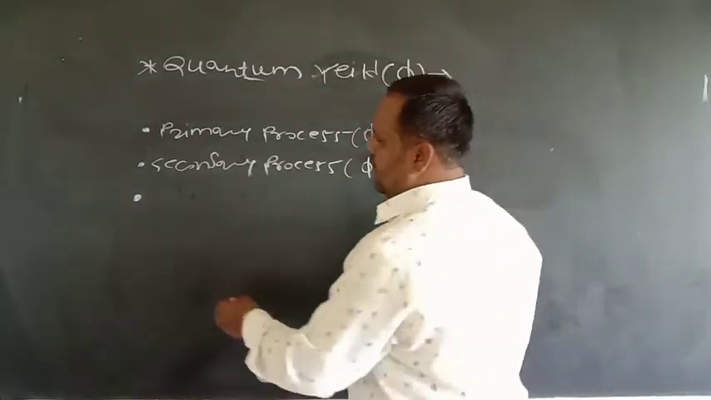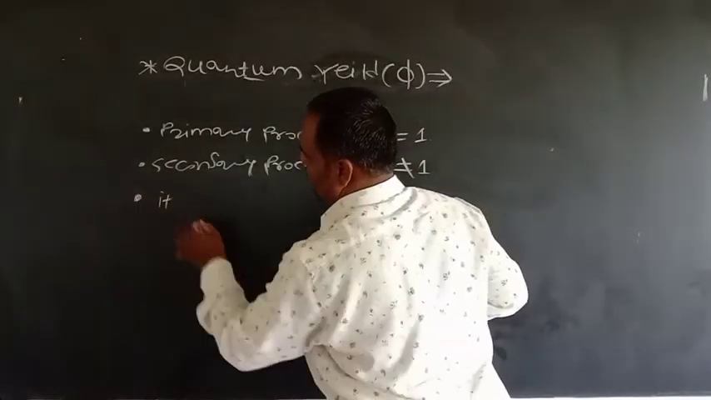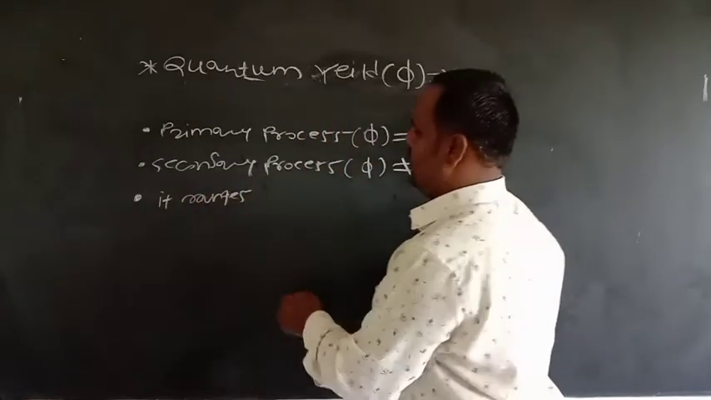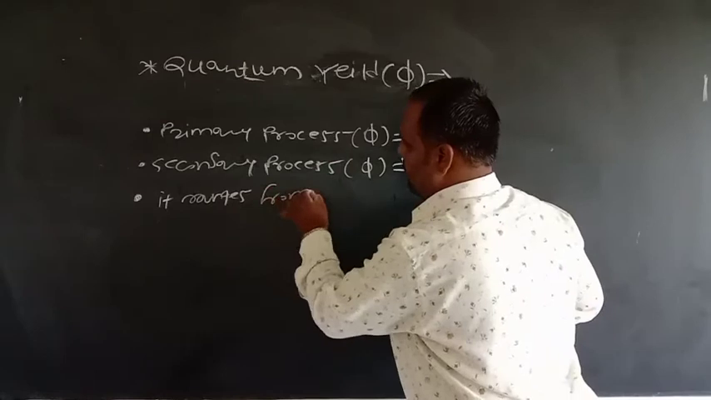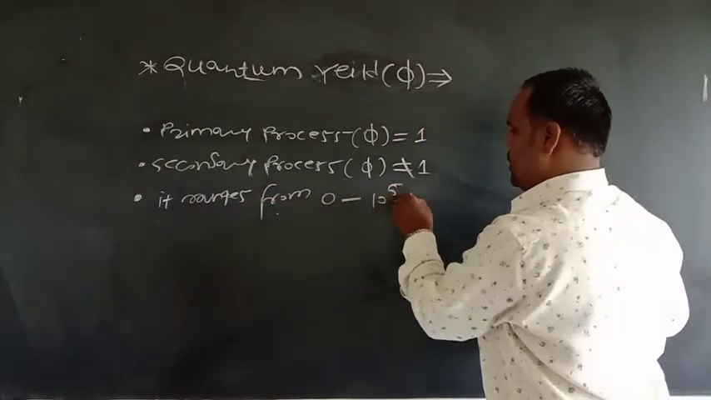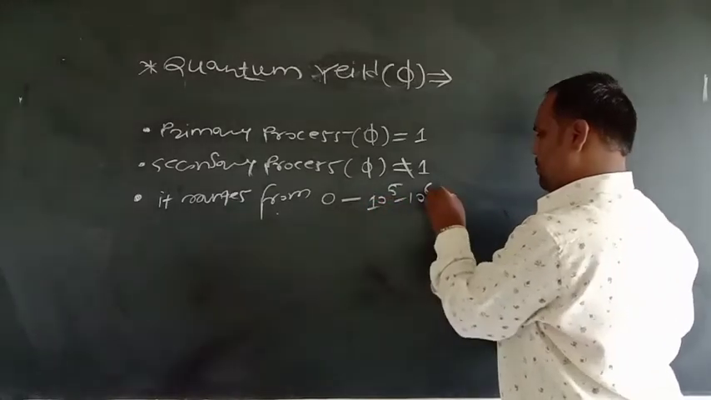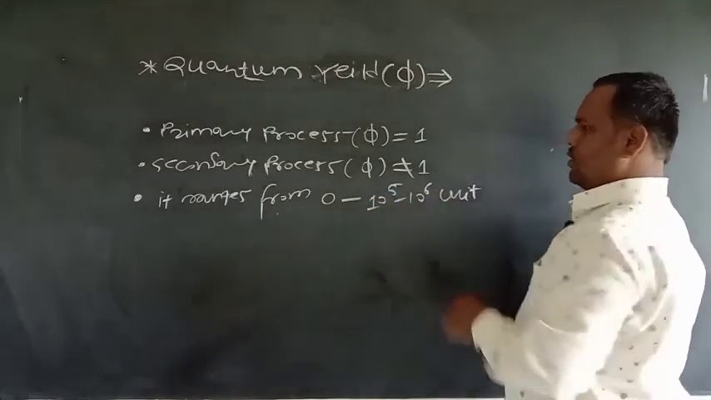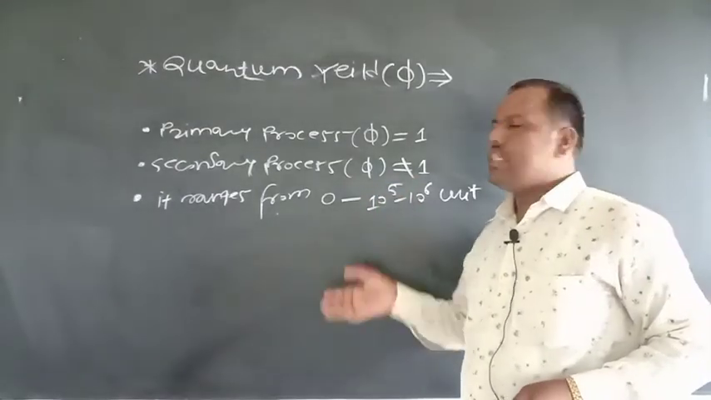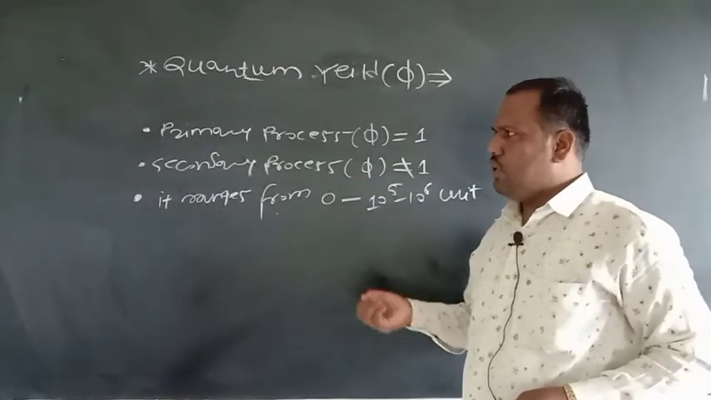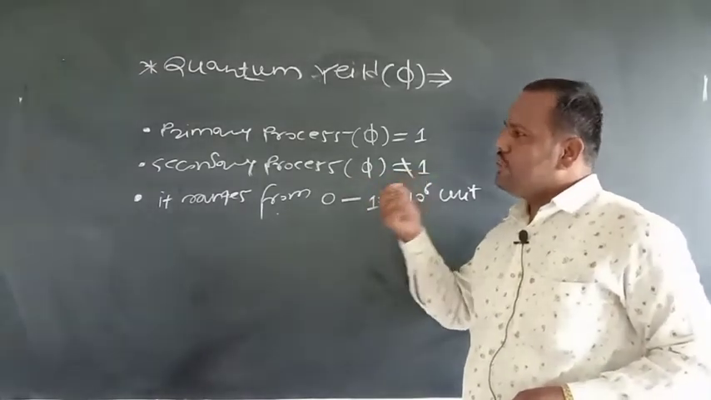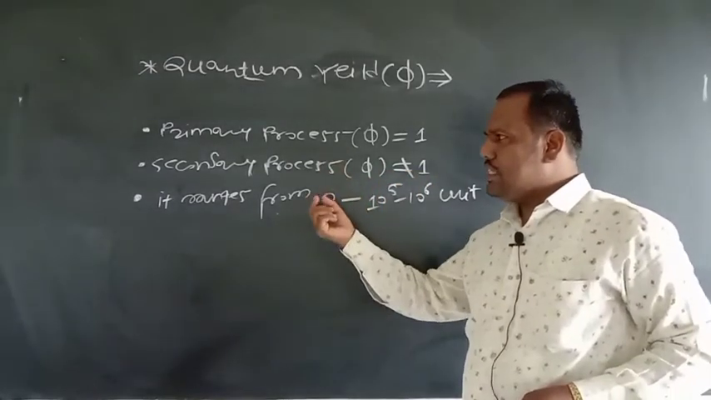So it ranges from 0 to 10 raised to 5 to 10 raised to 6 units. So before discussing the quantum yield, what is the formula for quantum yield and what are the causes, we will discuss these phenomena such as primary process and secondary process.